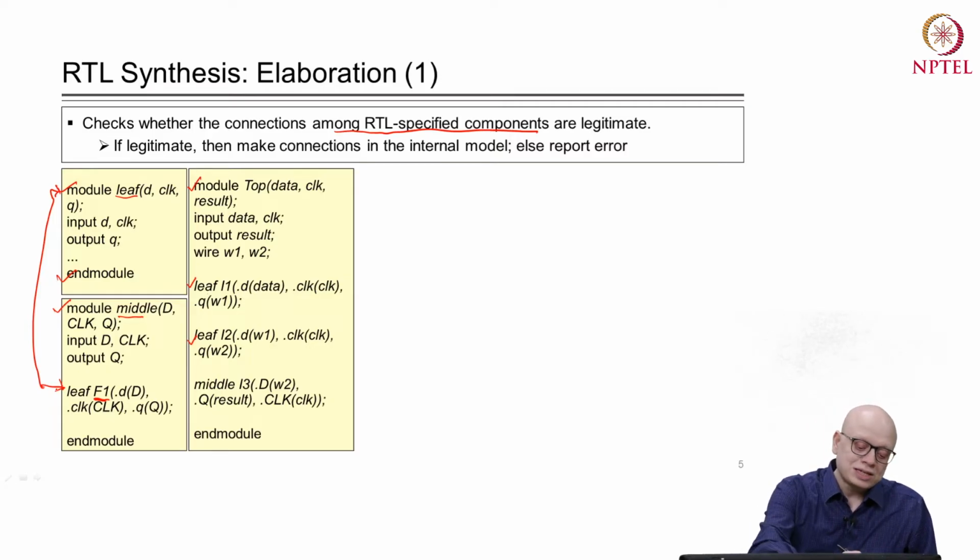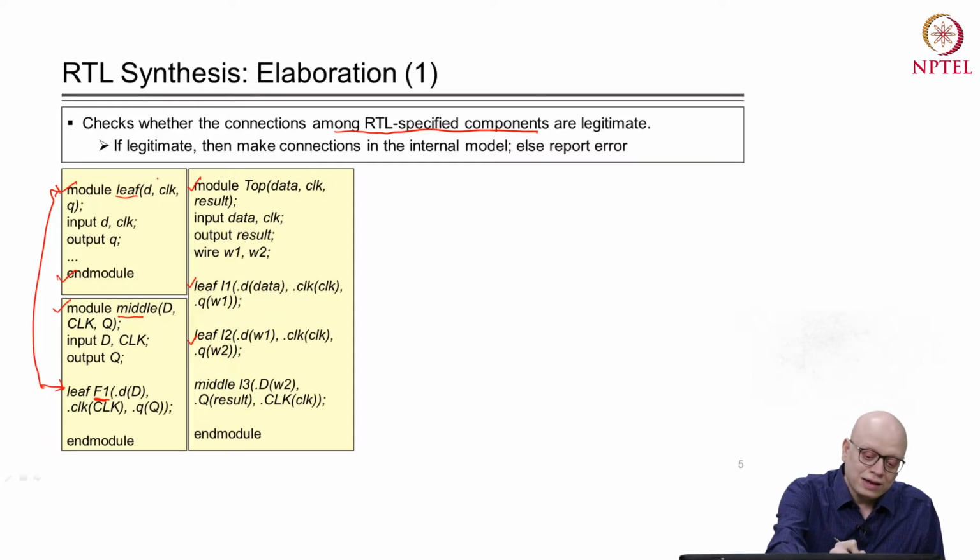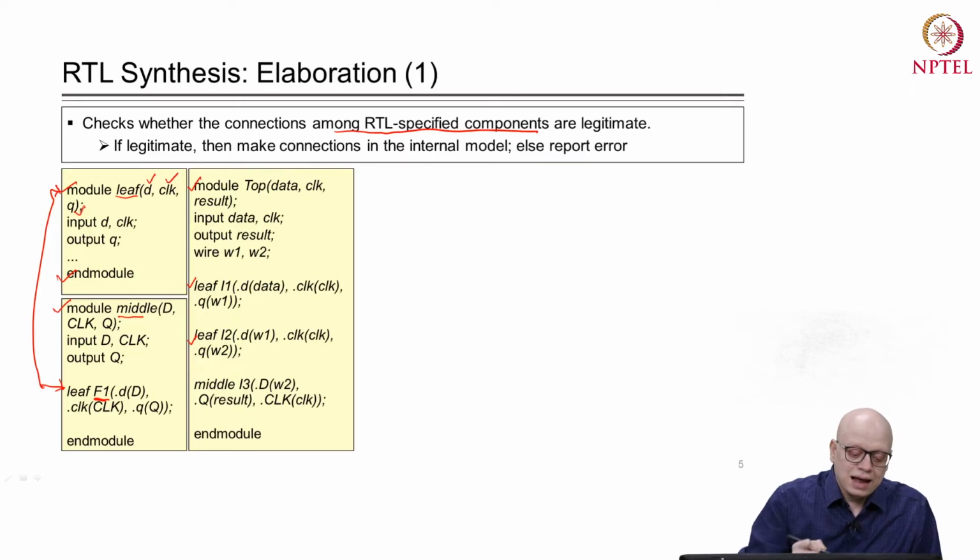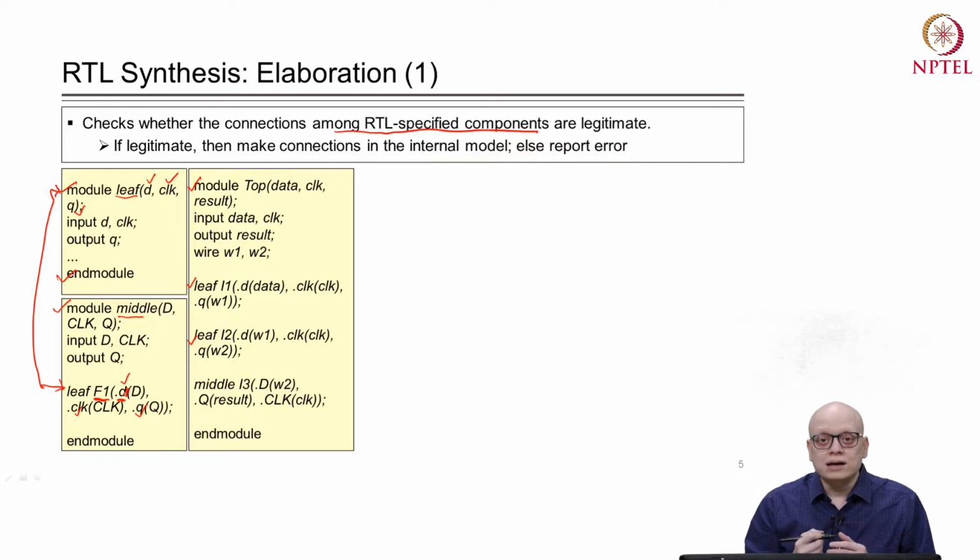For example, if the master module is leaf, and in leaf we have three ports D, clock and Q, right? And here we have written D, clock and Q. So here there is no problem. But suppose we made an error, and instead of writing D here, we wrote D1, right? This kind of error will be reported by the RTL synthesis tool during elaboration.